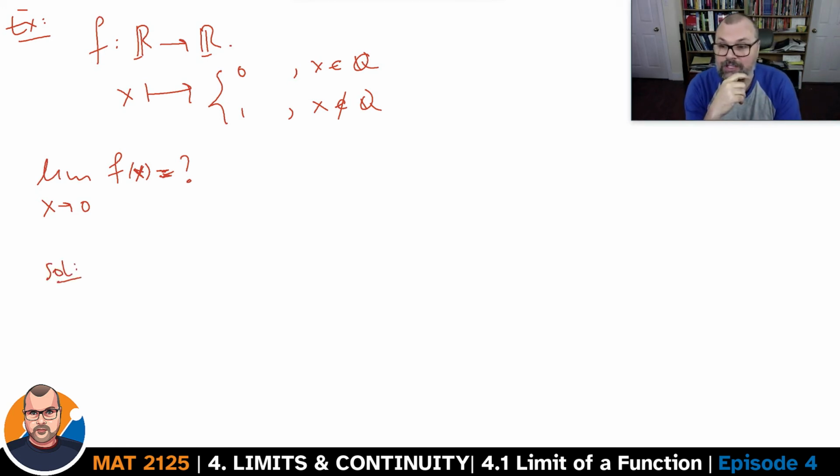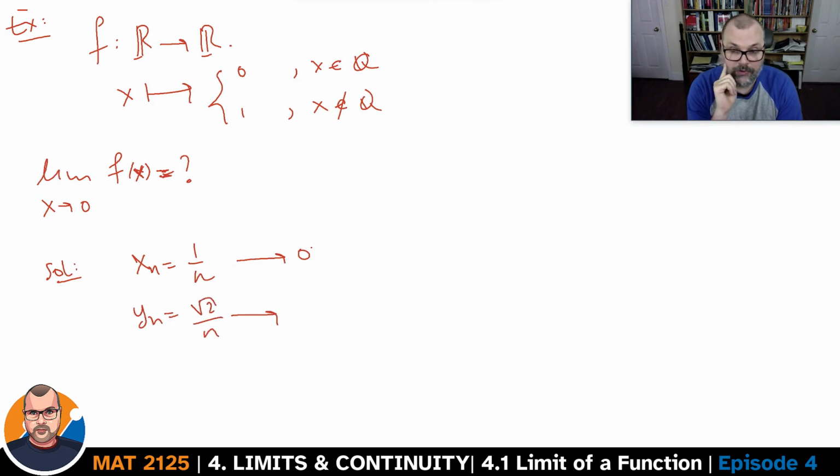I'm going to pick two sequences. Here's xn, which will be the sequence 1 over n. That does converge to 0. Here's a new sequence, yn, square root of 2 over n. It also converges to 0. You'll agree with me that neither xn nor yn are ever equal to 0.